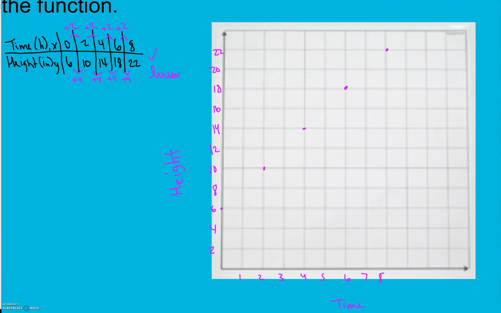Now, we need to come up with an equation for the function. Y equals mx plus b. Well, if we use this method, remember that our slope is our rise over our run, or our change in y's over our change in x's. We've already found out that our change in y's is 4, and our change in x's is always 2. So here my slope is 2.